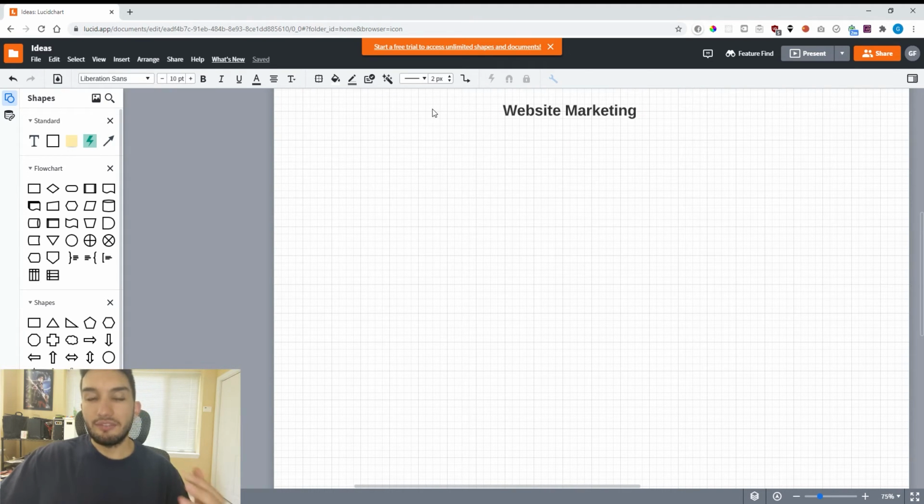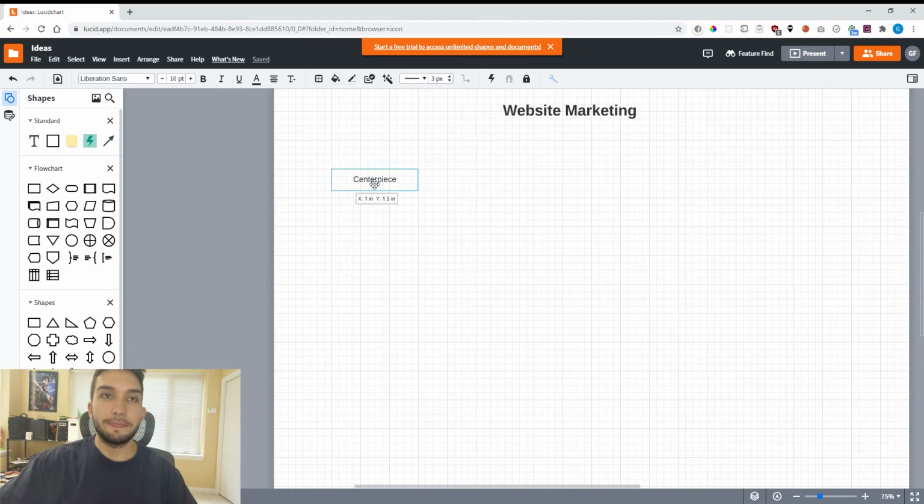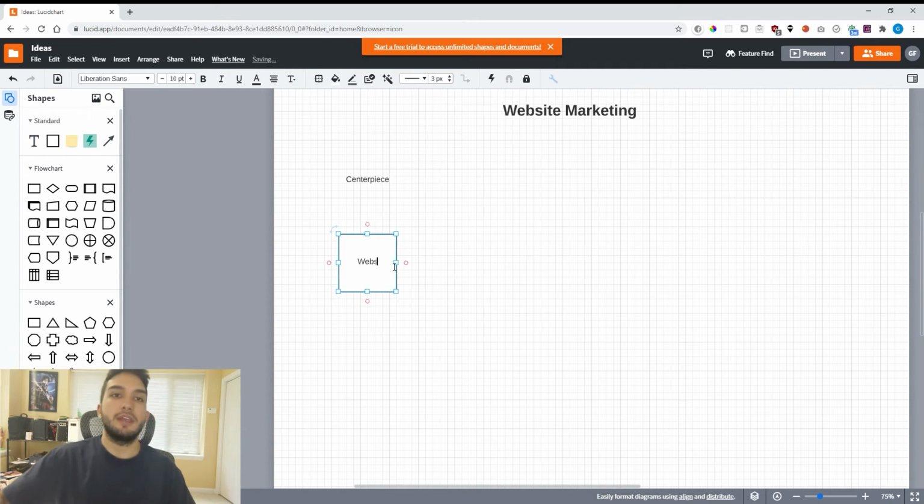Basically, what we want to do is take our website and think of it in two parts. The first part is the centerpiece. So we want to think about our website as a centerpiece for our marketing strategy. So what does that mean? For example, we have our website here, and we're getting traffic directly to the website. That means our website is working for us to generate traffic directly.